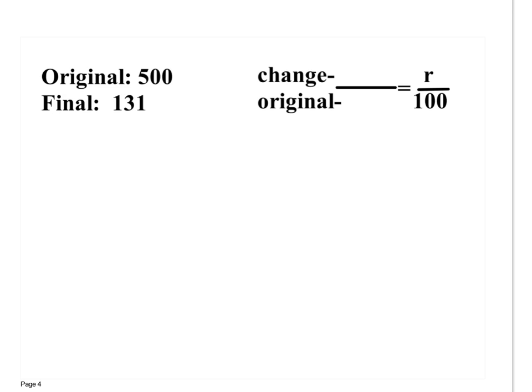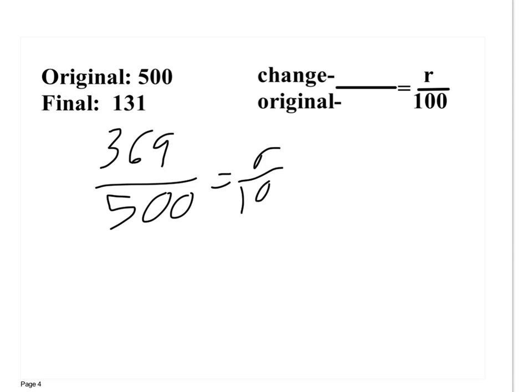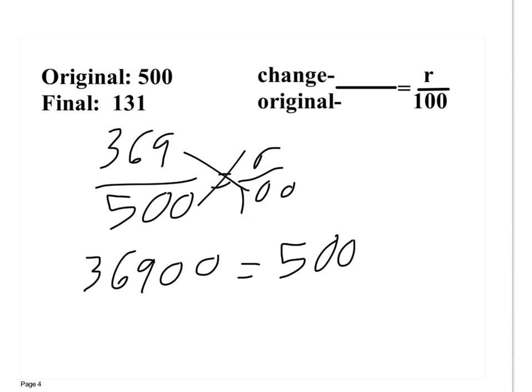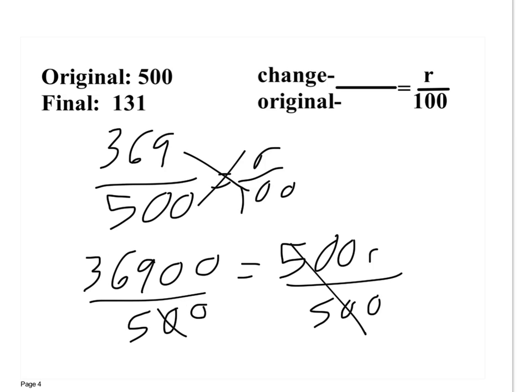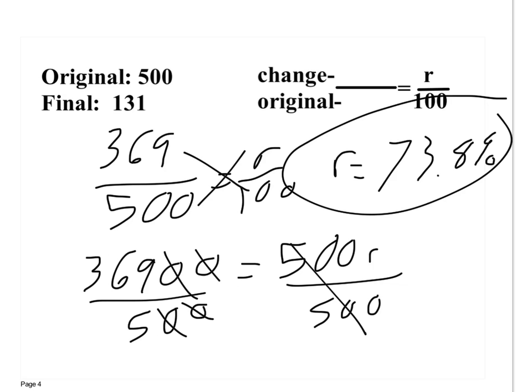All right, so we have original 500, a final of 131. Original minus final is 369. Our original is 500 over, R over 100, so we cross multiply. 100 times 369 is 36,900 equals 500R. We divide by 500. I can take 100 out of each of these, so I just get rid of zeros. 369 divided by 5, R is equal to 73.8%. There's my answer. This is a decrease.